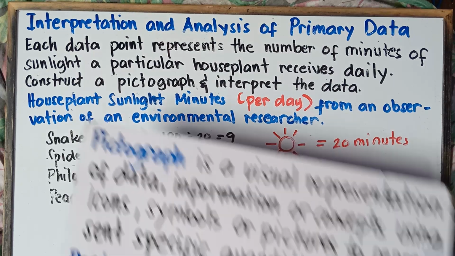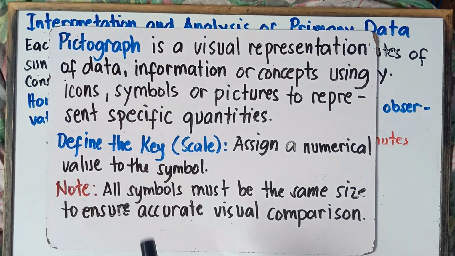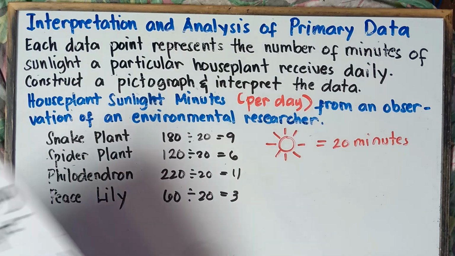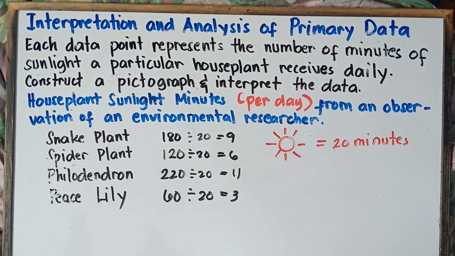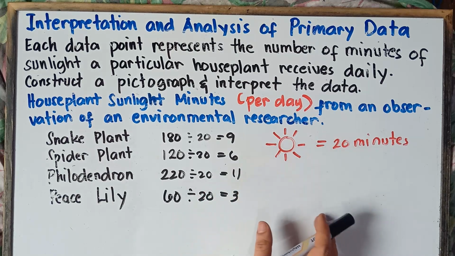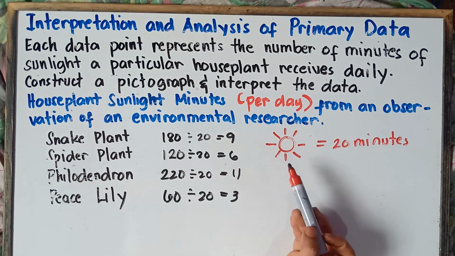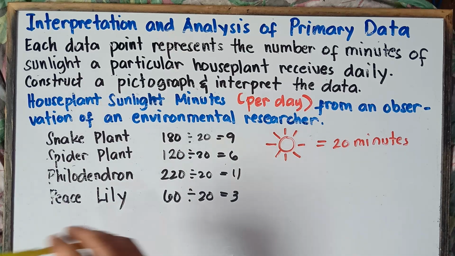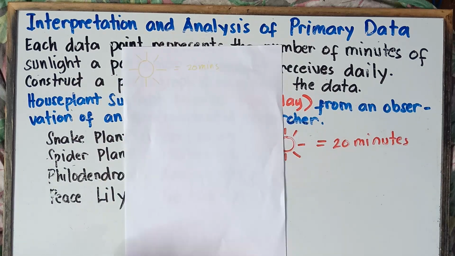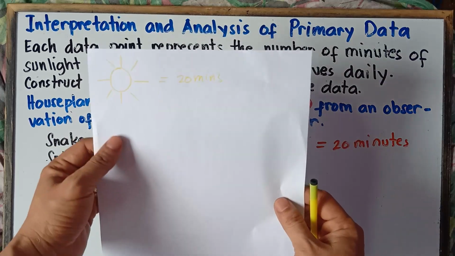Now, class, you need to remember that all symbols must be the same size to ensure accurate visual comparison. So if you draw 9 suns, they must have the same sizes. Alright, let me draw our 9 suns. We will be using this red marker, because our yellow pen is not working on this whiteboard. It's working only on this bond paper. So we have a yellow sun.